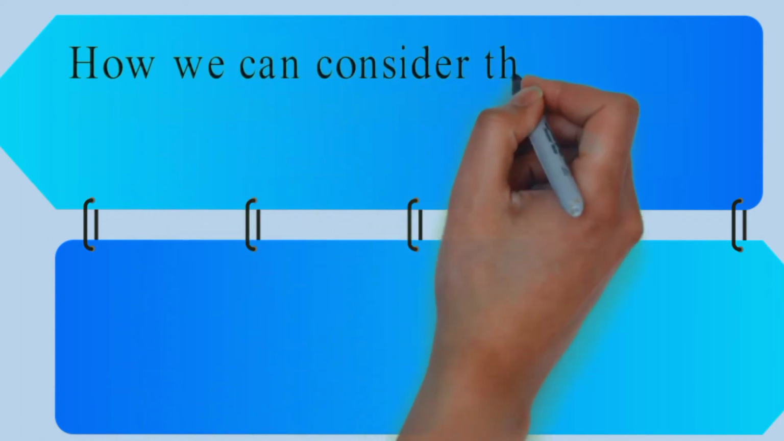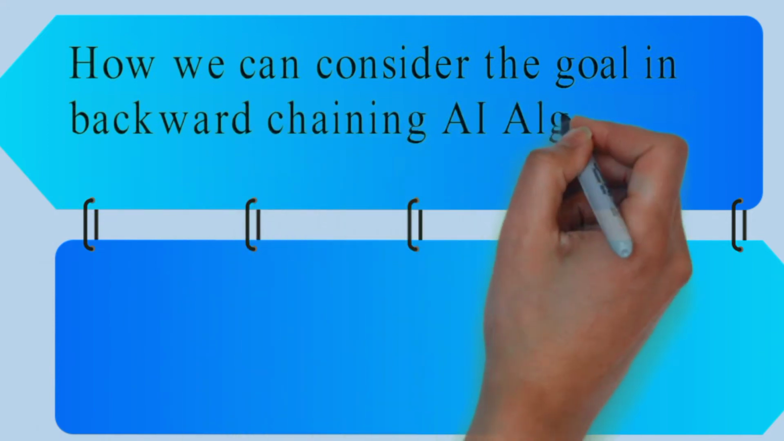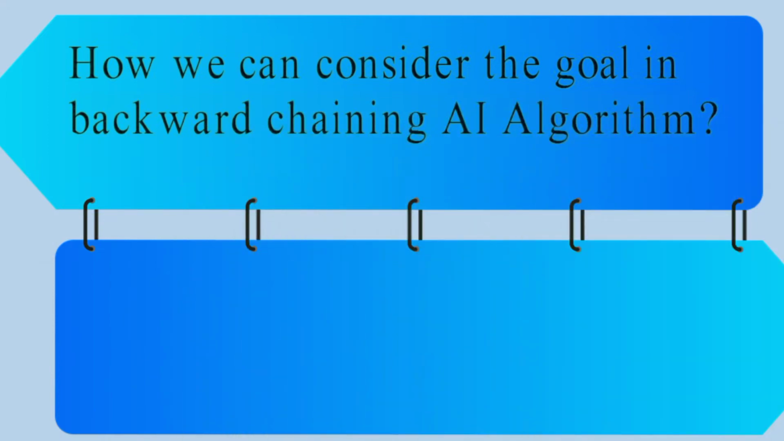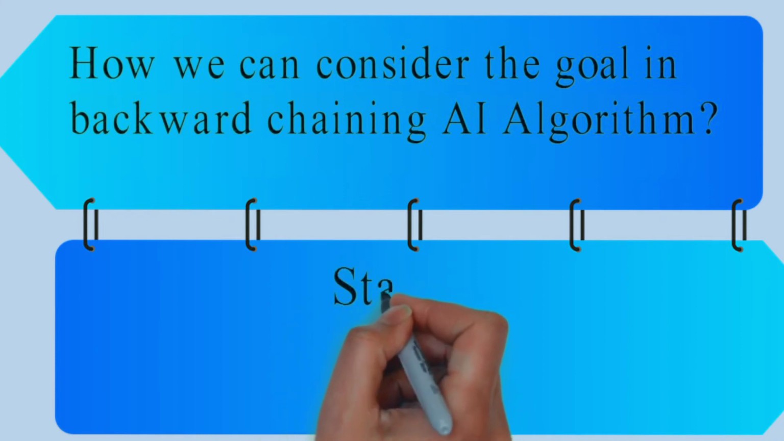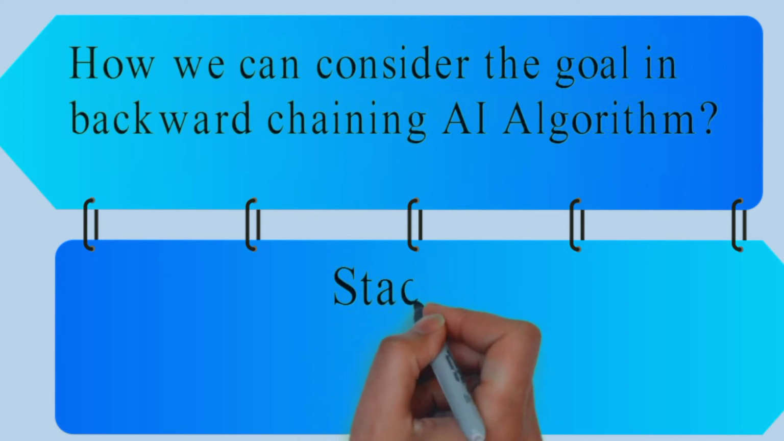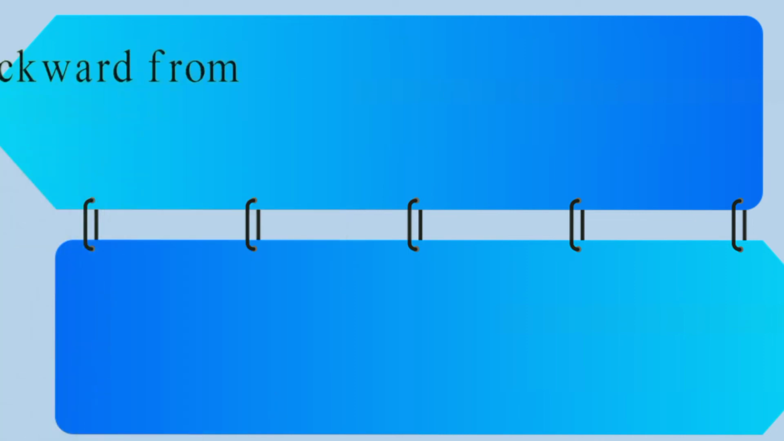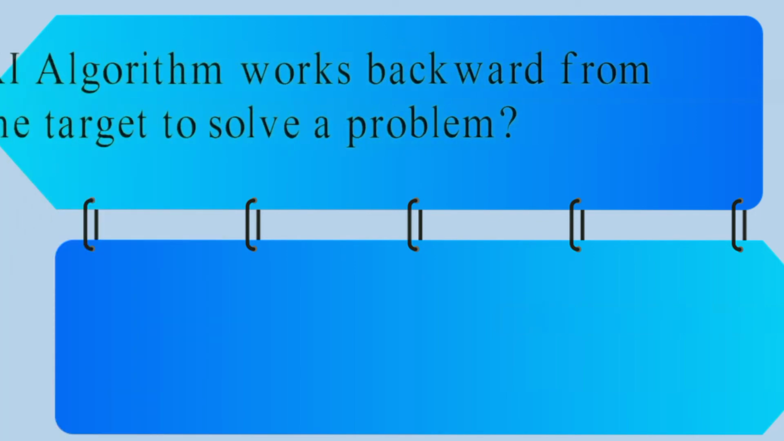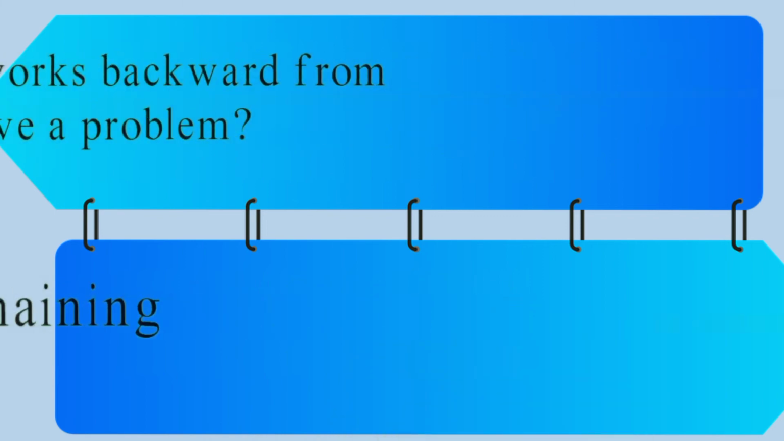How can we consider the goal in backward chaining AI algorithm? The answer is stack. Next question: AI algorithm backward from the target to solve the problem. Forward chaining.